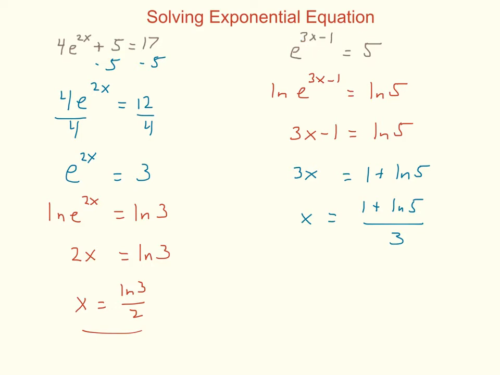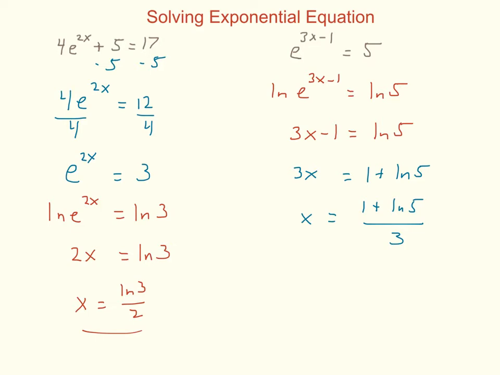In this case, the 3 and the minus 1 are all part of the exponent, so I don't need to do anything yet with the 3 or the 1 to solve this. It's already solved for the exponential, so the very first thing I need to do is just take the natural log of both sides. So I have the natural log of e to the 3x minus 1 equals the natural log of 5. Well, in this case, again, by the inverse property, the natural log of e to the 3x minus 1 is just going to be 3x minus 1 equals the natural log of 5.